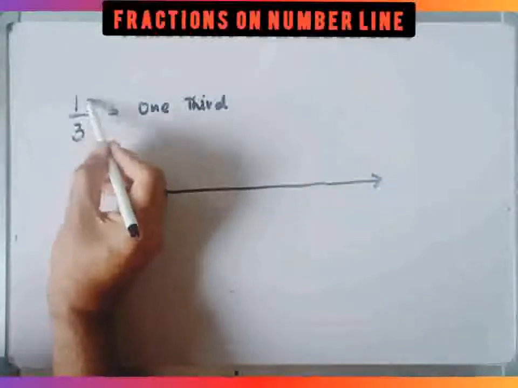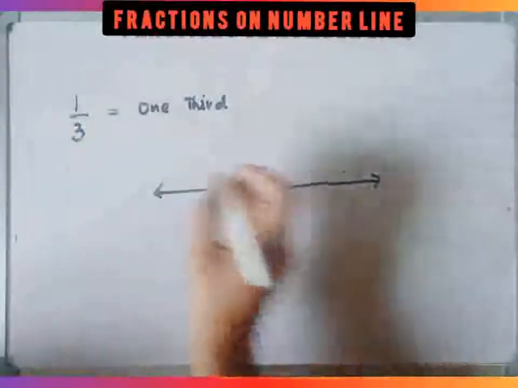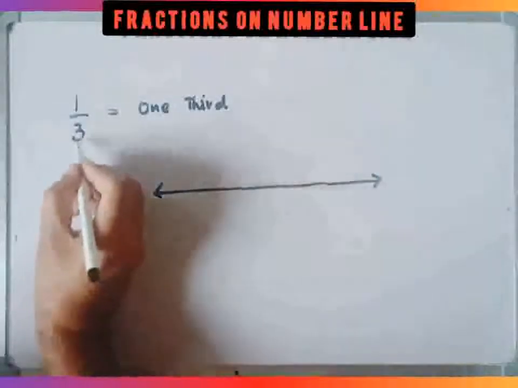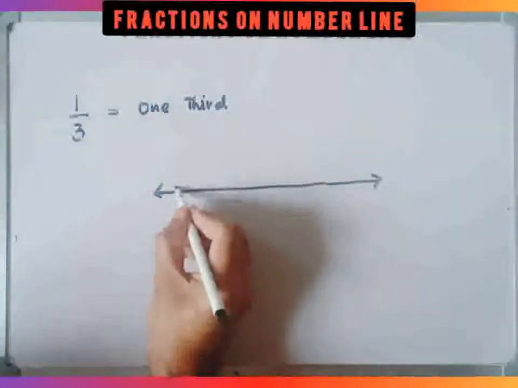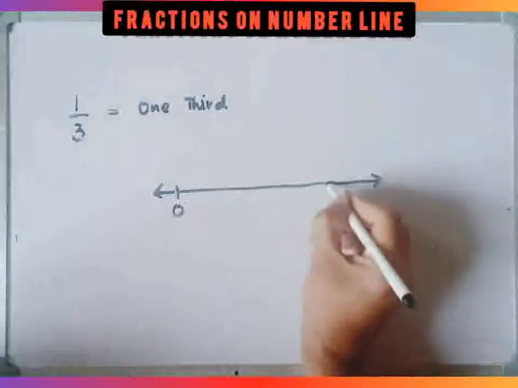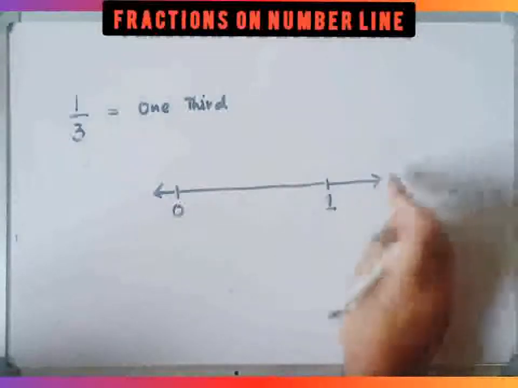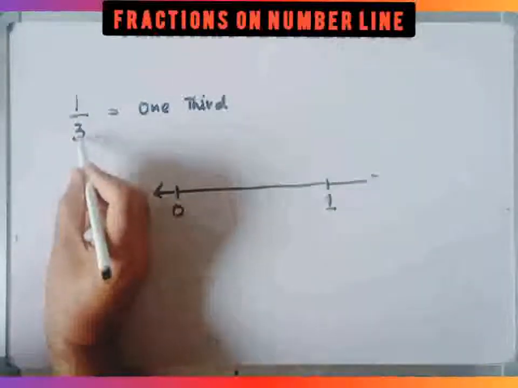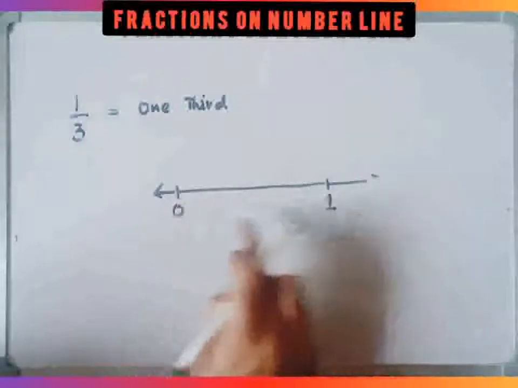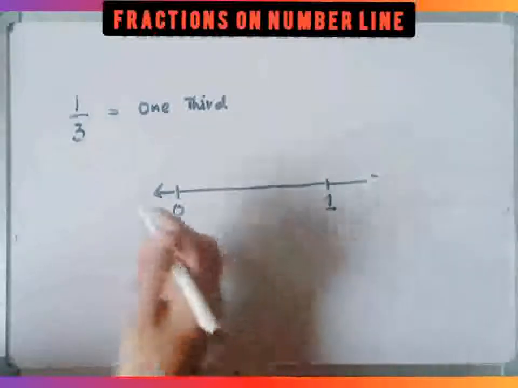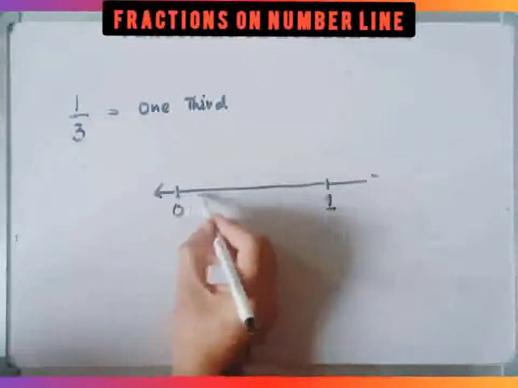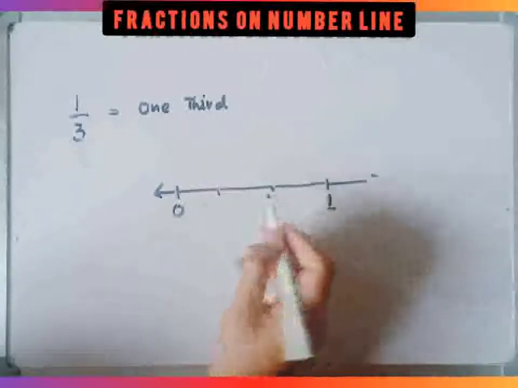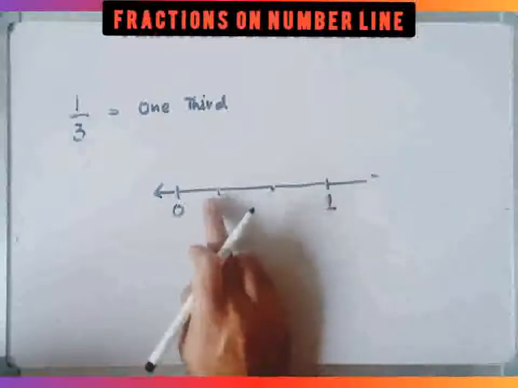Now, for example, this is 1 whole. What is there in the numerator? 1. What is in the denominator? 3. So that means, for example, this is whole number 0, this is whole number 1, then 2, 3, 4, 5 here. We have to divide this region. This 1/3 must be somewhere here between 0 and 1. So we have to divide this distance into 3 equal parts. Say, for example, 1, 2 and 3 equal parts.